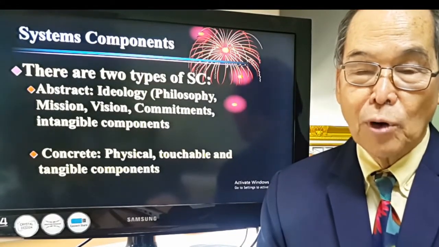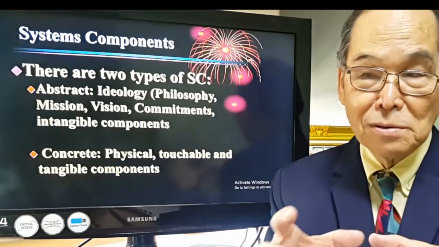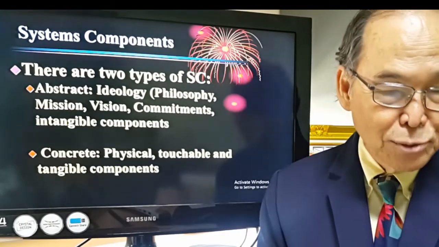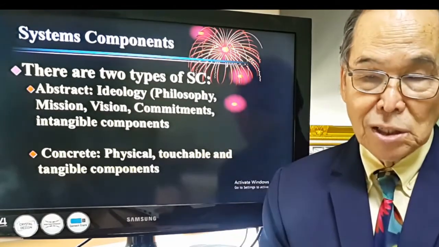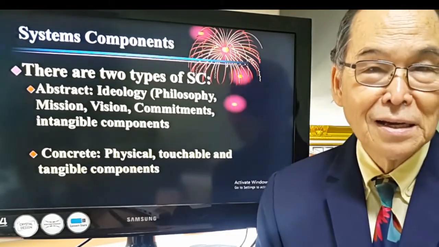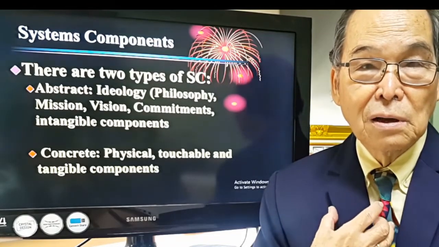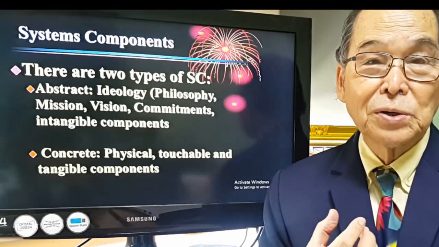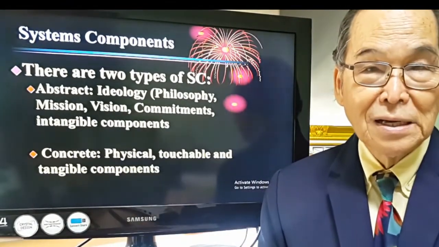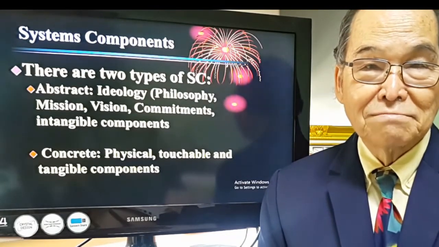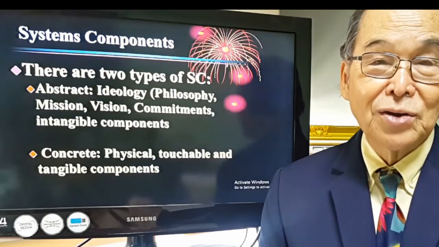So there are two types of system components also, in other words. First, abstract, unperceivable by hand, ears, or eyes. Importantly, ideology, the ideal situation, comprising philosophy. What is philosophy? Do you have your own philosophy? Philosophy is the statement of your faith and values that you want to set as guidelines for yourself to conduct your life. In the case of corporate philosophy, it is the statement of guidelines of faith or values that you want to use to conduct your organization.